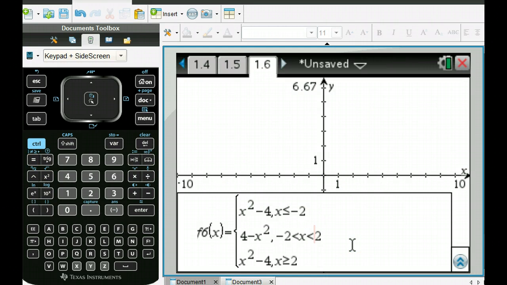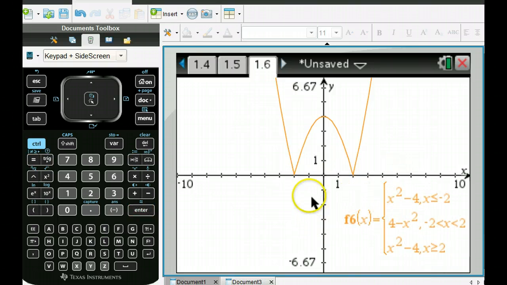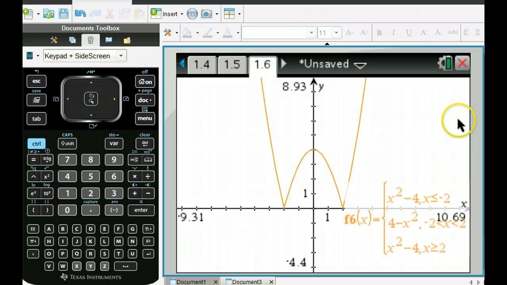Okay, let's see if this works. Sure enough, there's my piecewise function. Does that look identical to the other ones that we had? Absolutely. Absolute value function. Okay, so that's how we split it up into pieces. If you want to hang around for the rest, for the calculus portion, you can.